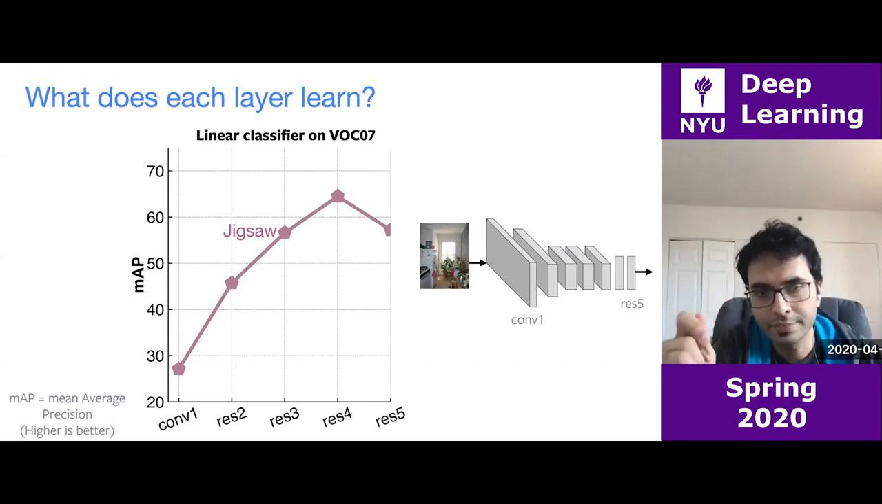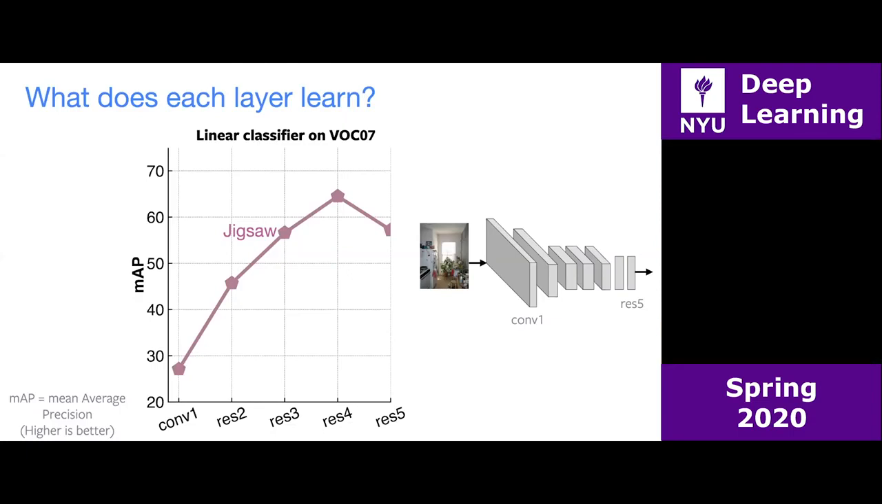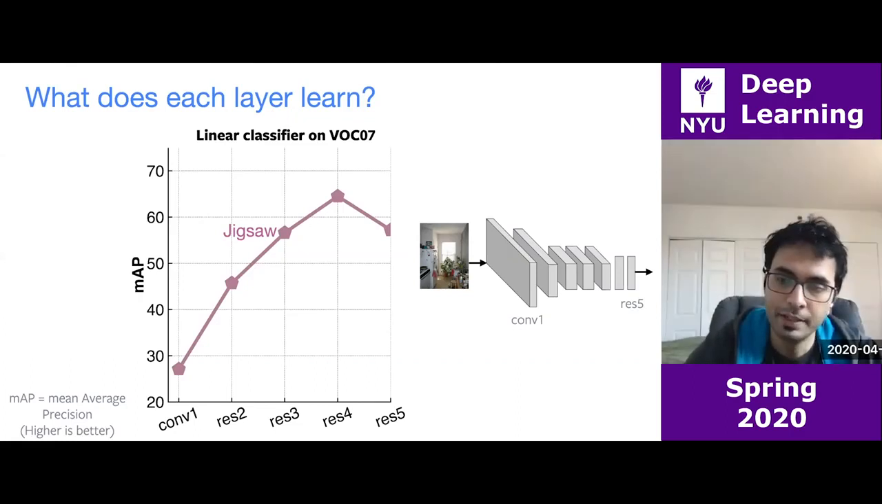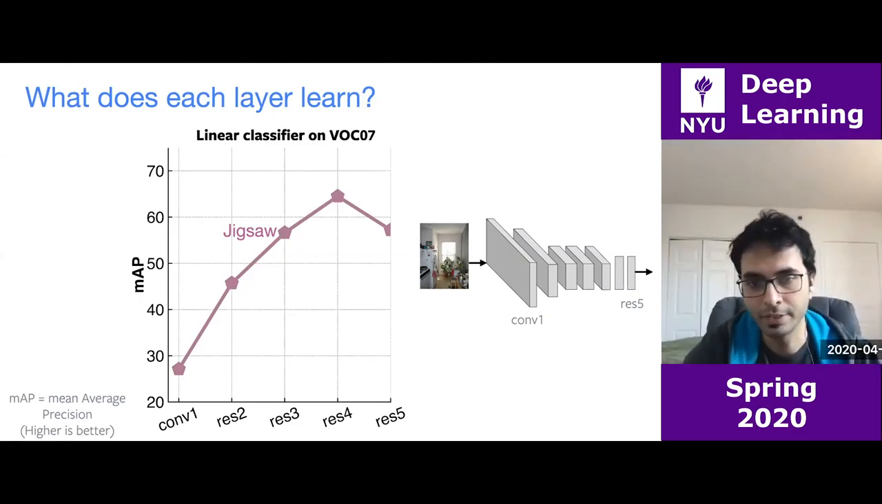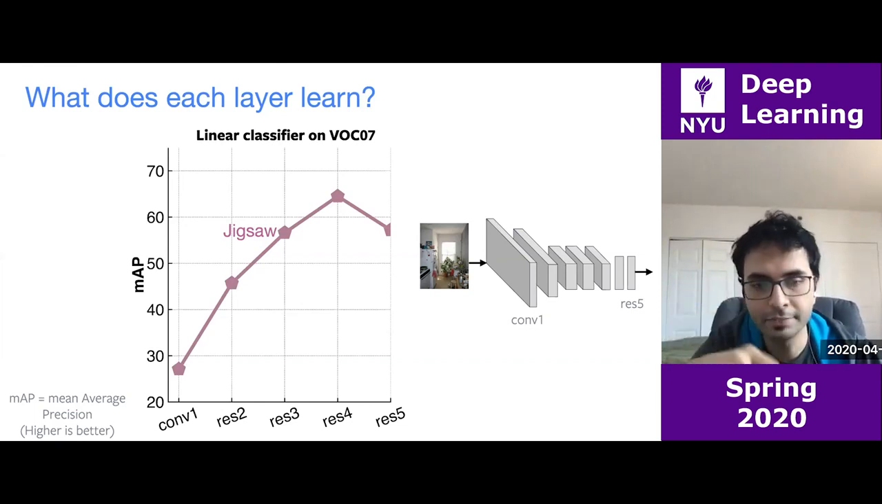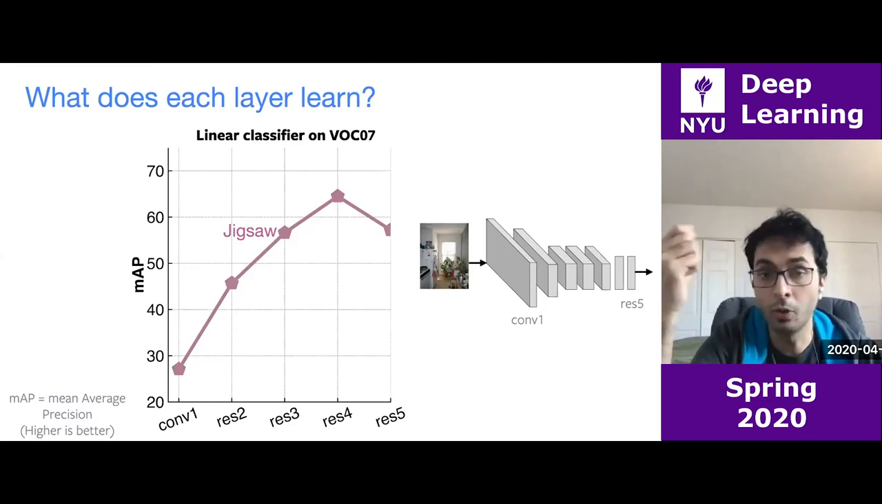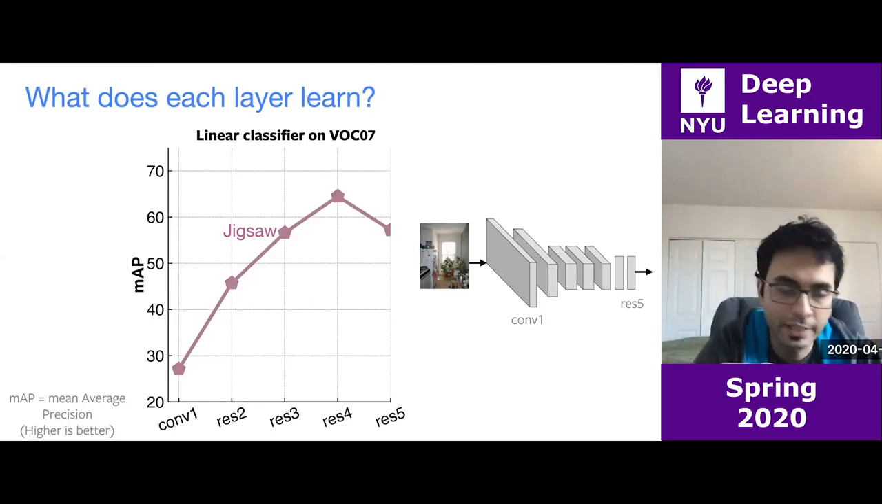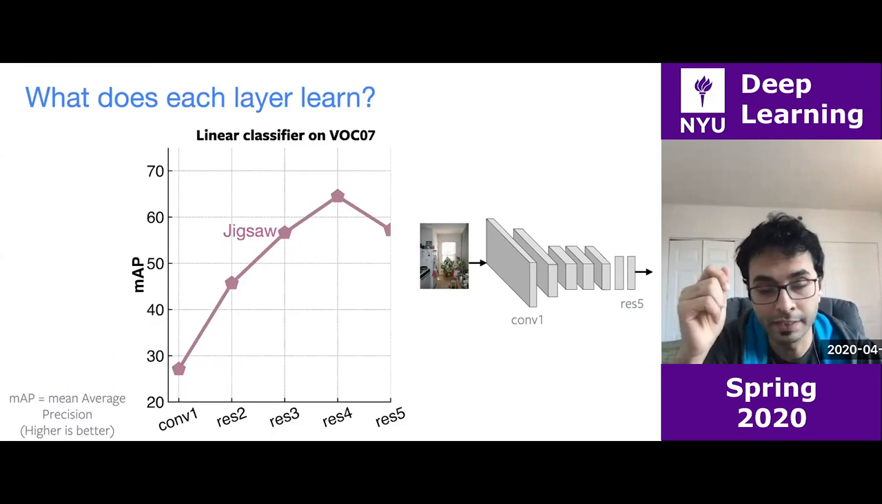So res 4 to res 5 is a sharp drop in performance, which is that due to the fact that it specializes to the specific task? Yes, exactly. So this was very worrying, because if you were to plot this for a supervised network, you observe that from conv 1 to res 5, the representation quality always improves. And this is true for pretty much any good supervised network.